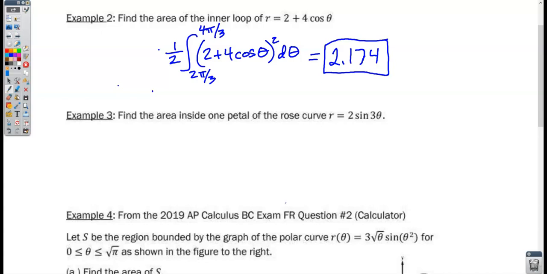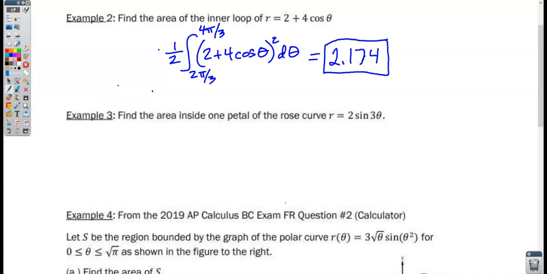Alright, welcome back everybody. This is video 2 for section 9.8 of AP Calculus BC. We're talking about finding the area of a polar region, or the area bounded by a single polar curve. And let's continue where we left off. We finished example 2 at the end of the last video, and we'll start up with example 3 here.